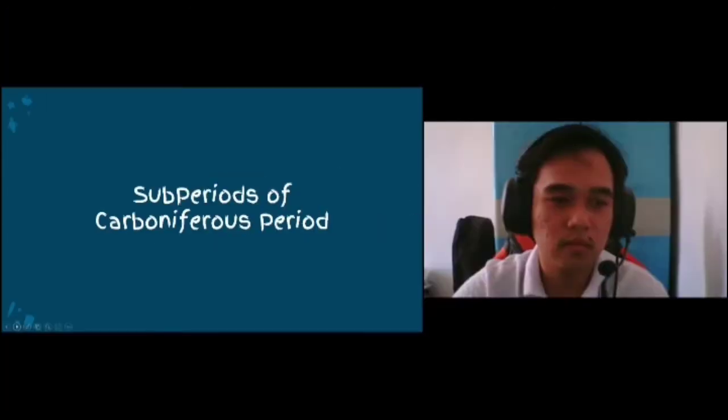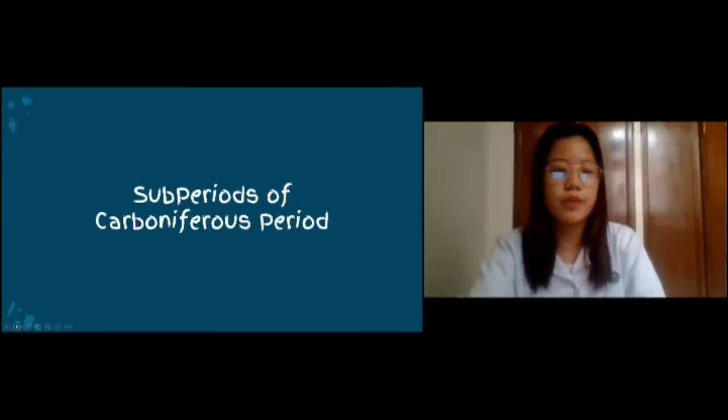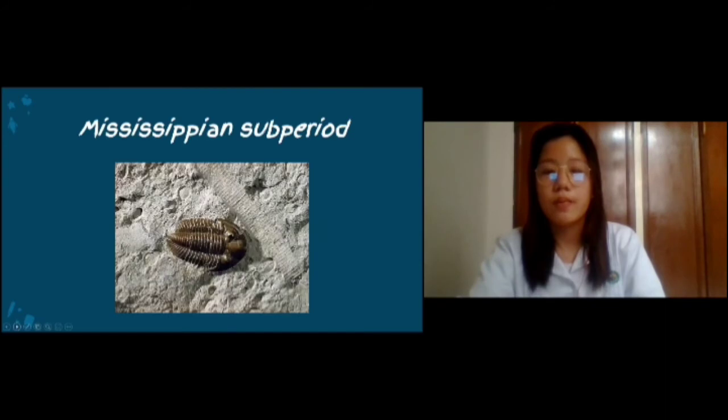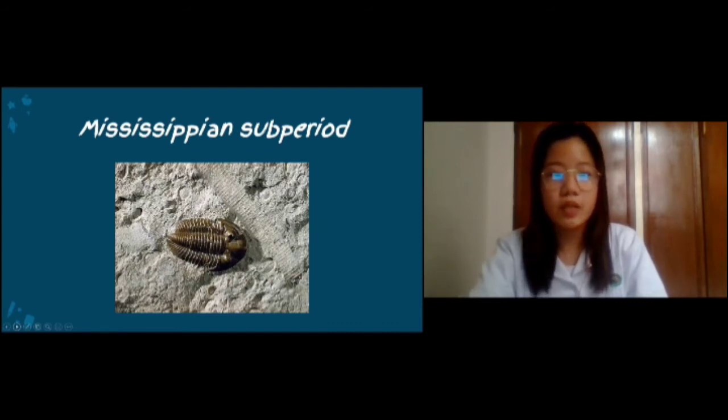Subperiods of the Carboniferous period. Mississippian subperiod. Mississippian subperiod, first major subdivision of the Carboniferous period, lasting from 358.9 to 323.2 million years ago.